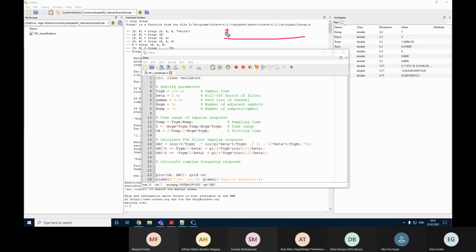B0, capital B, right? B0 plus B1 Z minus 1 plus and so forth plus BM Z minus M, and in the denominator we have similar for A0 plus A1 Z minus 1 plus and so forth plus AN Z minus N. In general, not always N is the same as M, but it must be at least the same. It cannot be smaller than M, right? For this filter to be stable.